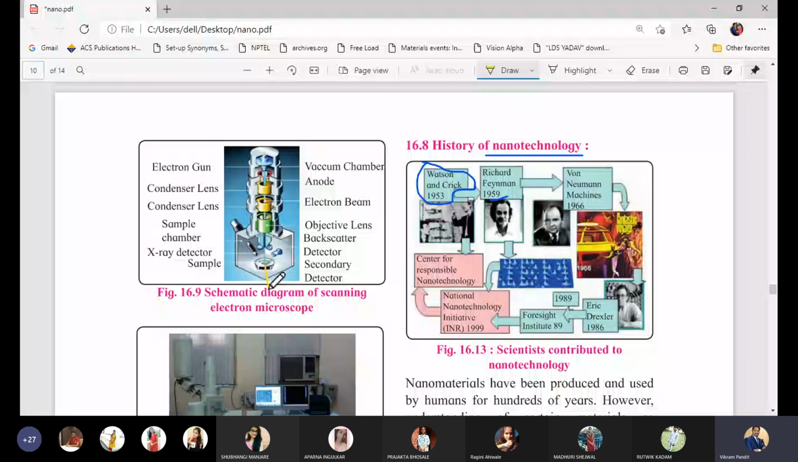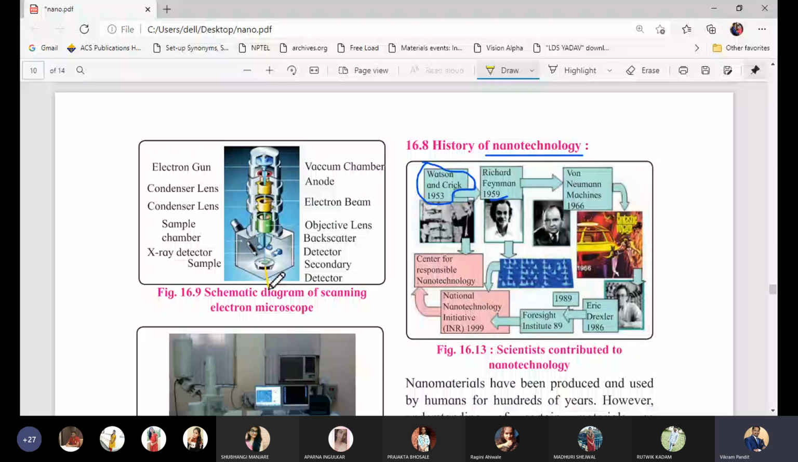So there is a sample holder. You can remove this, you can put your sample over here, and here nitrogen is there, so as to keep a very low temperature, and the electron gun is present over here. So whatever is happening, we can see this.